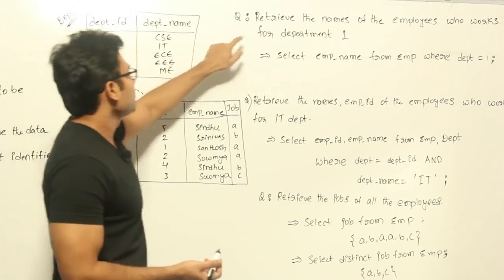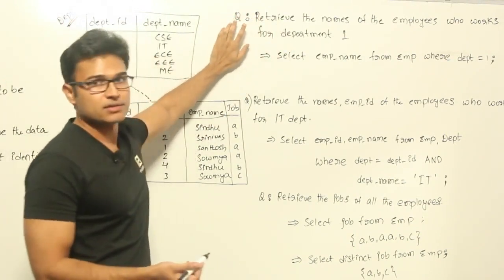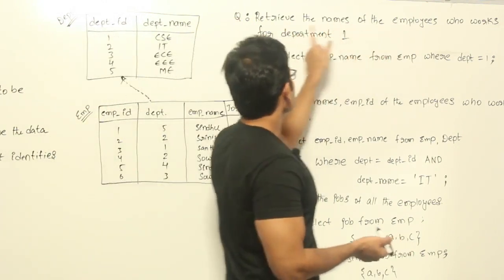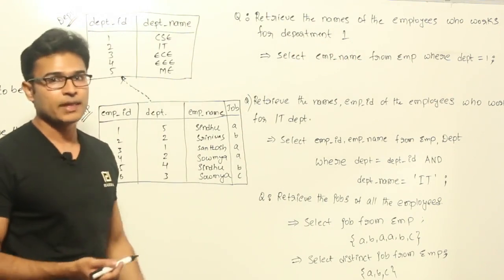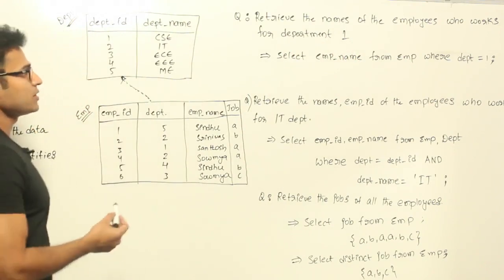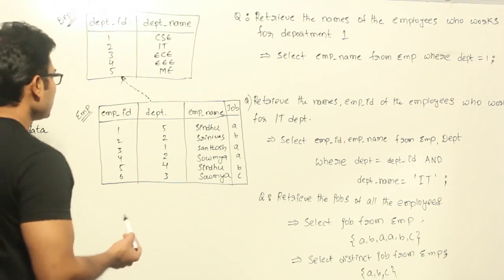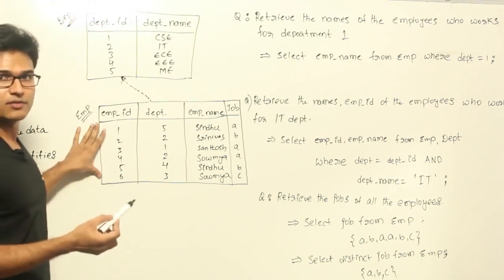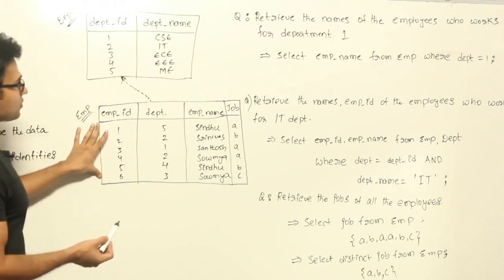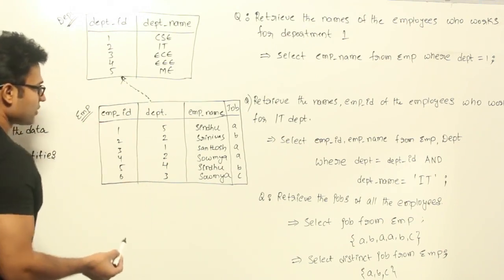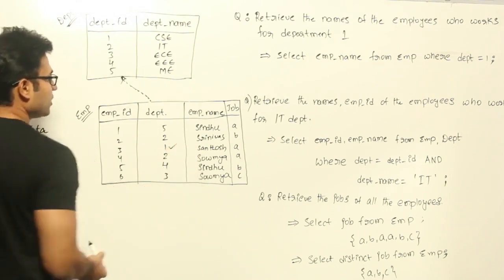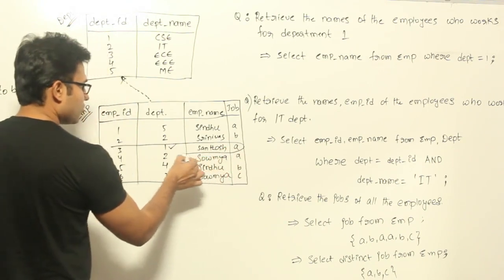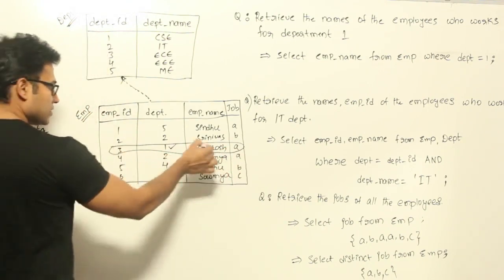Okay, and now see, the query is like this: retrieve the names of all the employees who work for department number 1. Now we want to find out the names of all employees who are working for department number 1. If you look at this employee table, it contains the entire information, which means in this query we need only one table, right? If you look at the employees who are working for department number 1, this is the only employee who is working for department number 1, right? So this one.